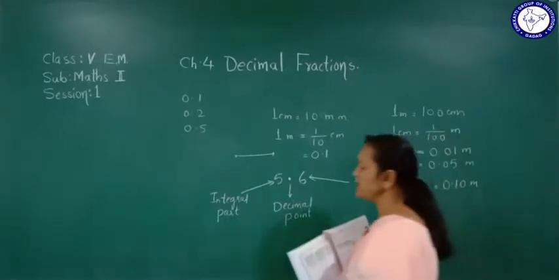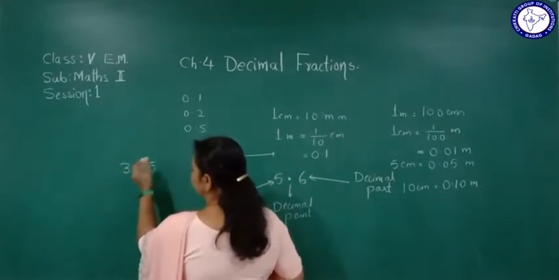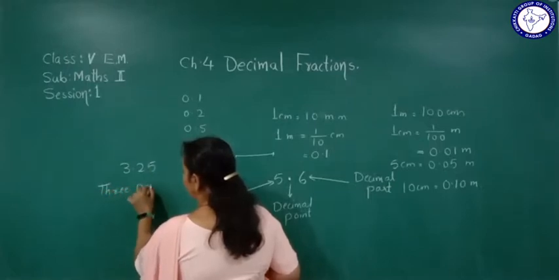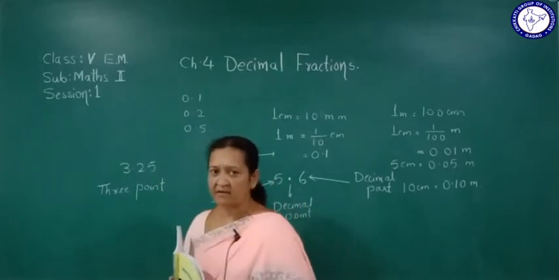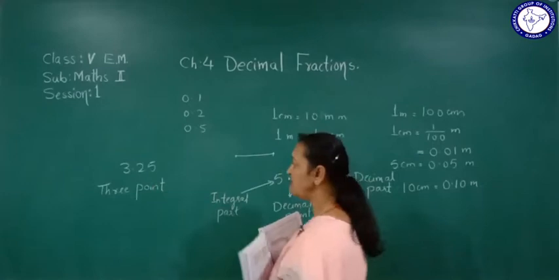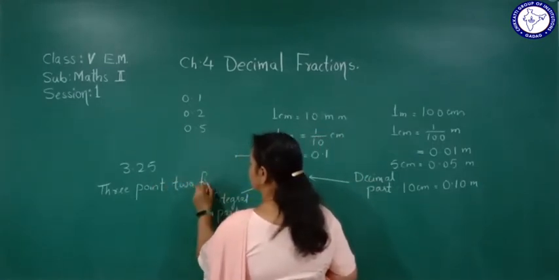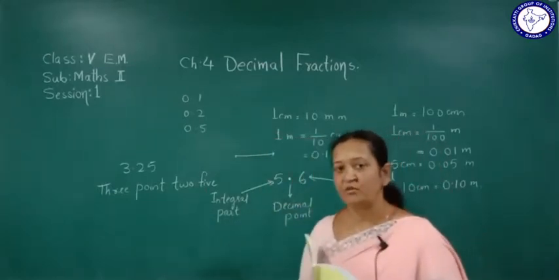Here for example, if it is 3.25, we read it as 3 point... Here you should not read 25. You should not say it as twenty-five. What should you say? 3.25. Each single digit you have to read.